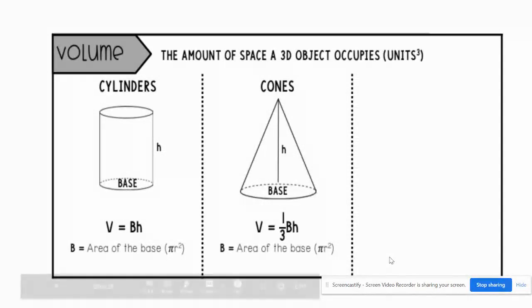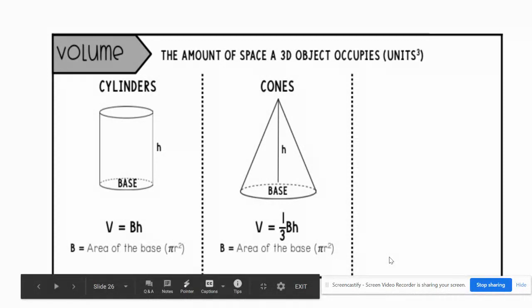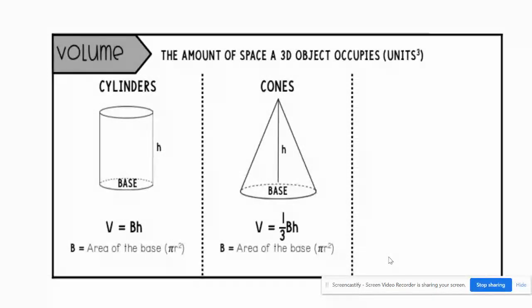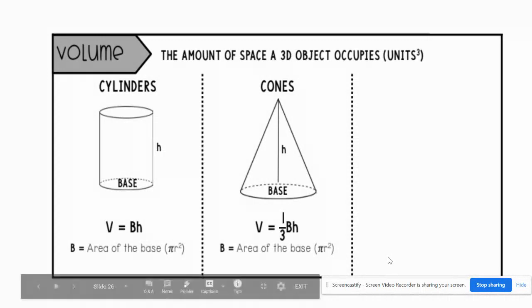Notice a cone still has a circular base, so my big B is still going to be the area of a circle, which is pi r squared. But notice my volume of a cone formula is 1/3 big B times height, because we're going to see that a cone is 1/3 the size of a cylinder when the radius and height are congruent.